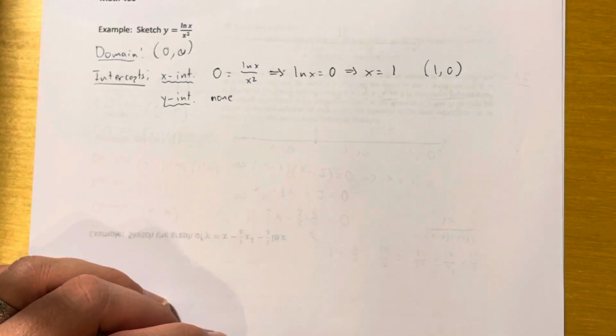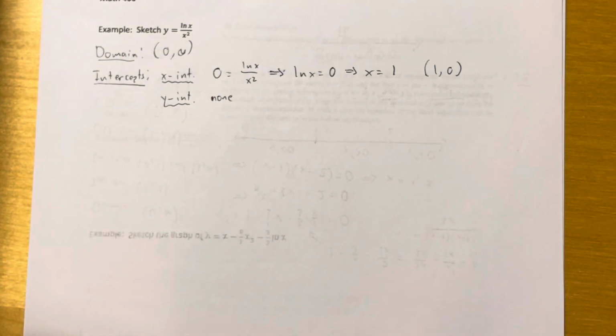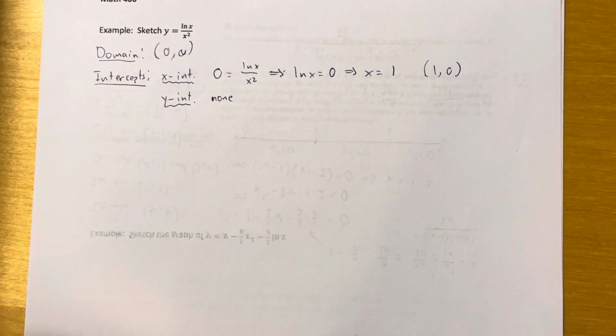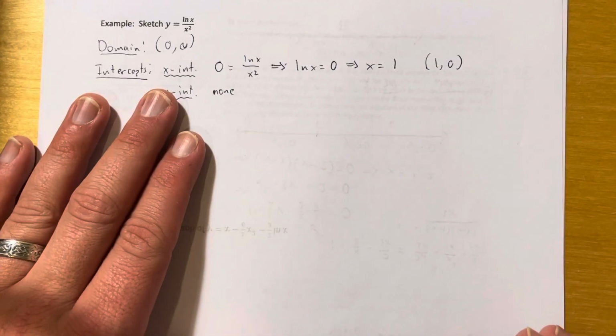All right, next up, symmetry. Once again, there's no symmetry in this function. We can't have symmetry because we're only defined for positive numbers anyways. Remember, in order to get even or odd symmetry, you have to be able to plug a negative x in for every x in your domain. So since we can't do that, there's no point in checking symmetry here.